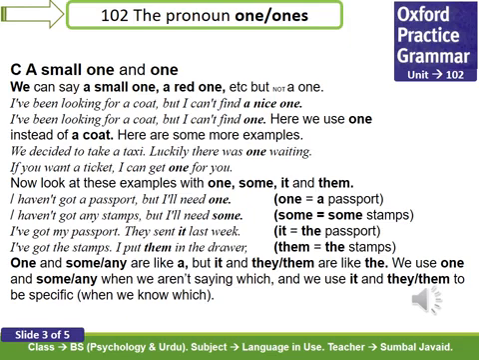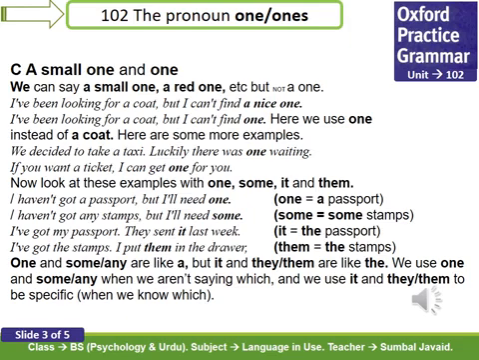I need a one. आ और वन के दरमियान हमें कुछ चीज को लगाना पड़ता है, हमें कोई वर्ड का एडिशन करना पड़ता है. I have been looking for a cord, but I can't find a nice one. Okay, I have been looking for a cord, but I can't find one. Here we use one instead of a cord.